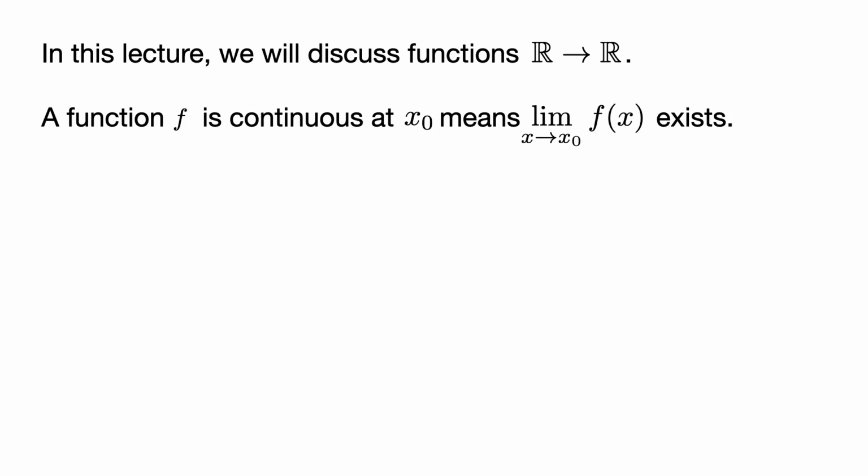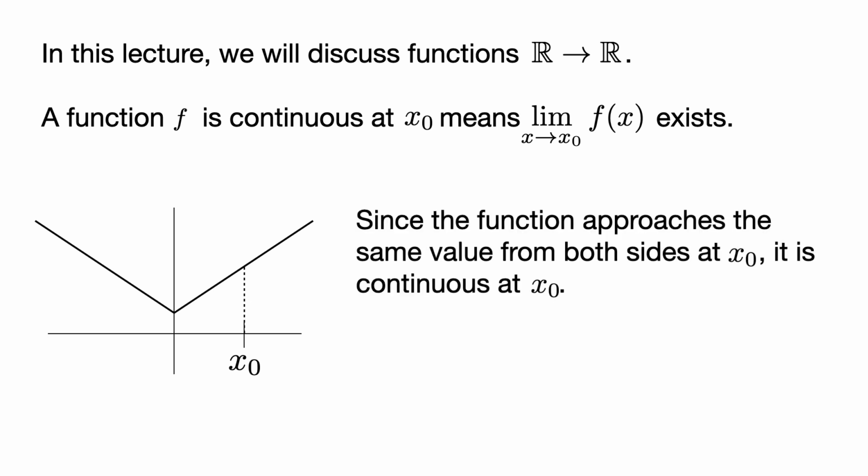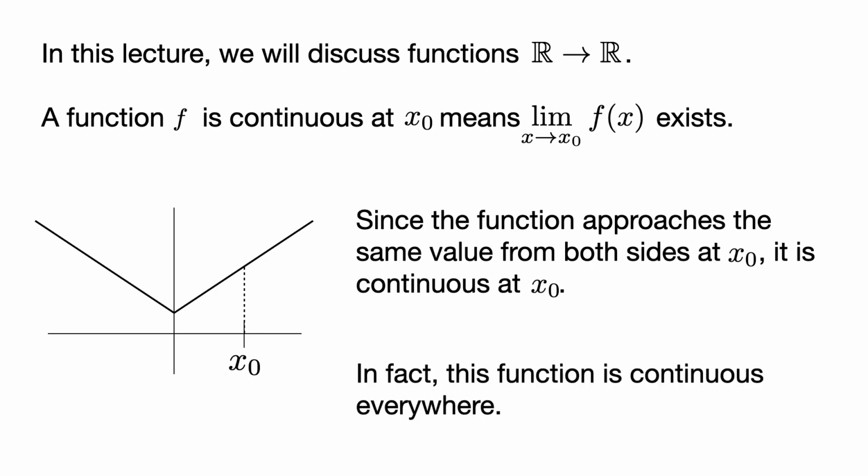A function f is continuous at x naught means that the limit as x approaches x naught of f of x exists. As an example, here are two axes and here's the location x naught. Here is one such function, and this function approaches the same value from the left and the right at x naught. Therefore, the limit as x approaches x naught of f of x exists. Since the function approaches the same value from both sides at x naught, it is continuous at x naught. In fact, this function is continuous everywhere.